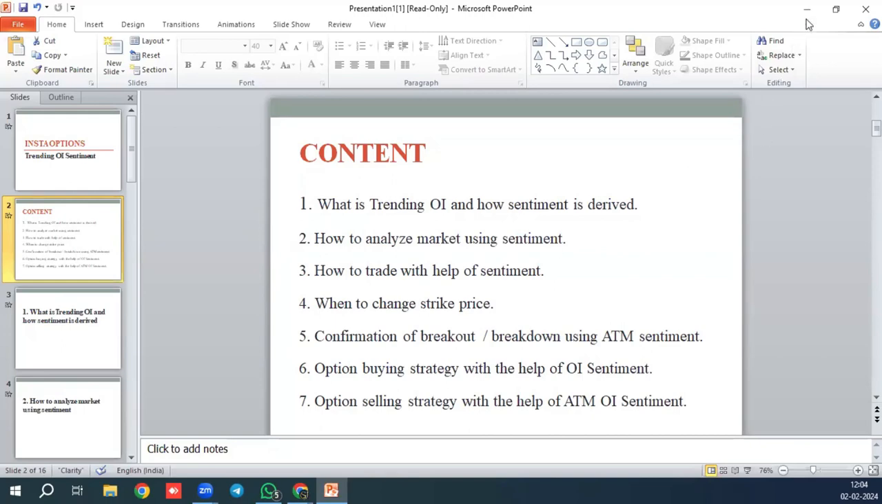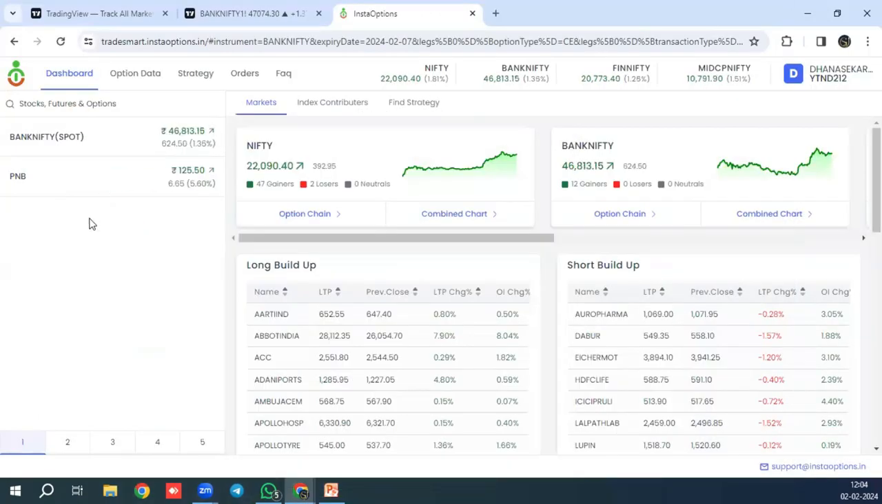So initially, I'll just give you a brief explanation about what is InstaOptions. This is a platform which is used for analytics and execution. So you can analyze the condition of the market, and you can also execute from the same platform. Okay, now I have already logged in using the credentials of TradeSmart, and once you log in through InstaOptions in TradeSmart, your dashboard is going to be like this. Okay, just 5 minutes, I'll just cover it up, and then we can go into trending OA sentiment.